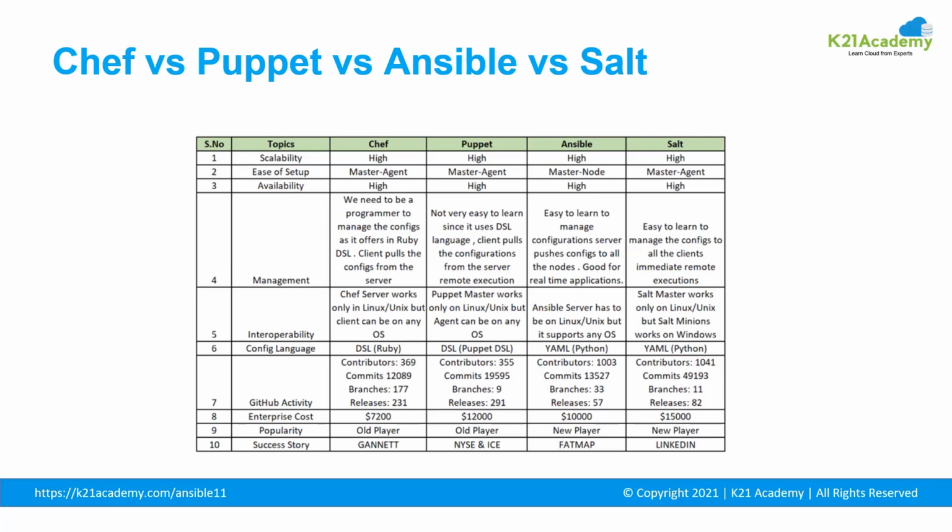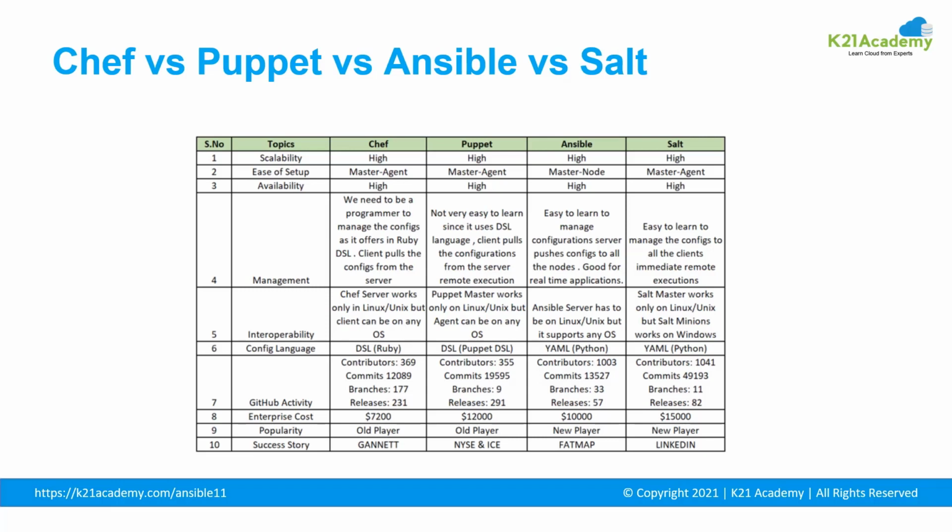And for GitHub activities, you can see there are a number of contributors for this particular Chef and Puppet and Ansible and SaltStack. So if you see on this, Ansible has a large number of contributors and a large number of commits. And on the enterprise cost for setting up Chef, it takes $7,200 per year, and for Puppet it's $12,000, and for Ansible it's $10,000, and Salt it's $15,000. And from a popularity perspective, Chef and Puppet are the old traditional tools, whereas Ansible and SaltStack are new tools. And success story, you can see there are a lot of other companies that are using these particular configuration tools.